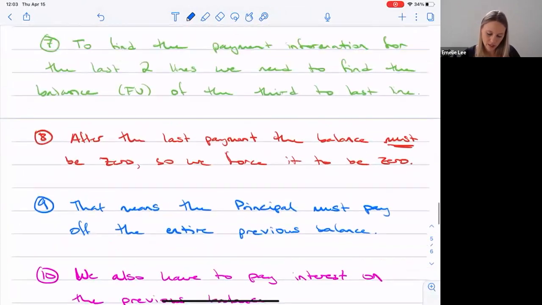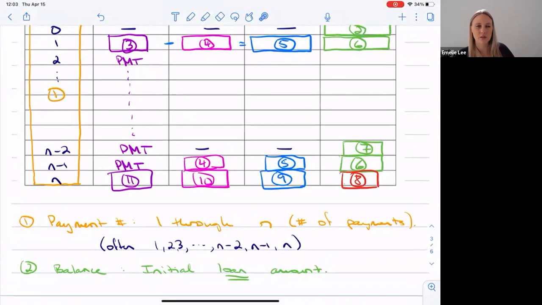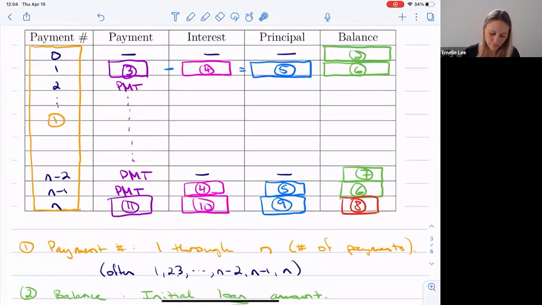Right? So what happens is we're going off of the fact that this balance at the very end has to be 0, right? So that forces this last principal amount to be the same as the previous balance. But I also have to pay interest on that, and so that's this interest amount. And then my last payment has to cover both of these, the interest and the principal, and that's how I arrive at that last payment. Okay? So we need to slow down a little bit for the last line, but otherwise everything is hunky-dory. Okay, so how do we actually do these problems?